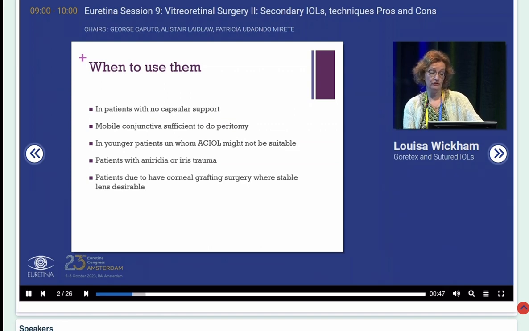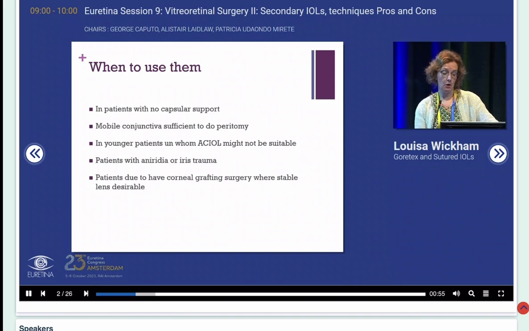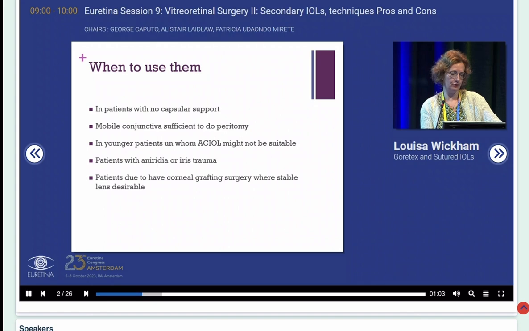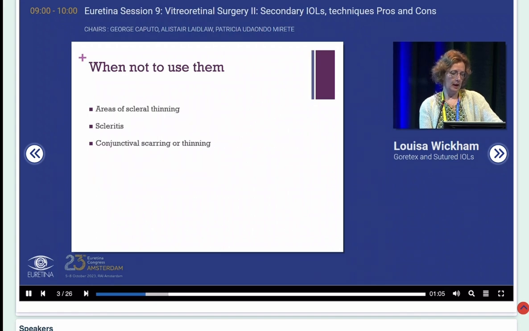I also tend to use these quite a lot with corneal graft patients. So I receive quite a lot of referrals from the anterior segment service when they have decompensated corneas, that they want the lens surgery to happen before the grafting surgery. And that, again, limits you according to what kind of lens you can put in. I don't use them if you've got very thin sclera. I don't use them if you've got a history of scleritis. And if you've got a lot of conjunctival scarring or thinning, then again, they're not the ideal type.